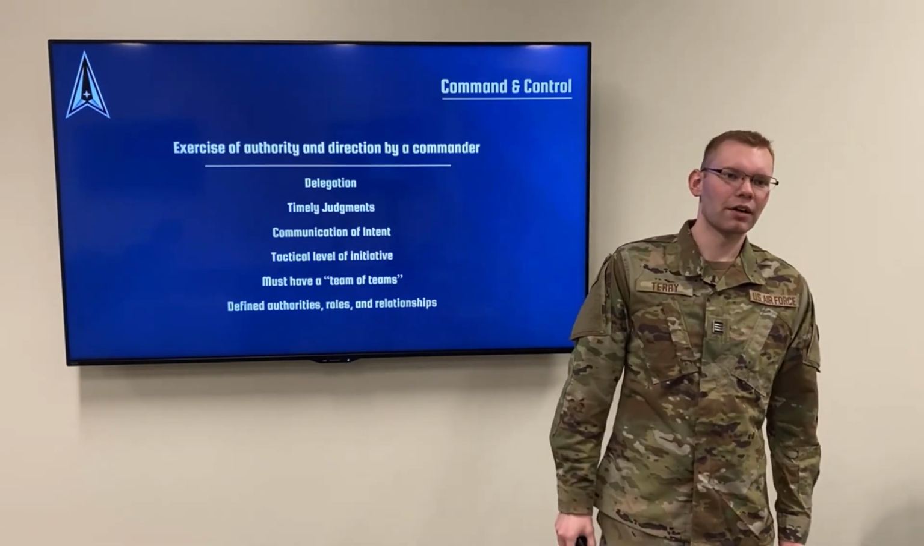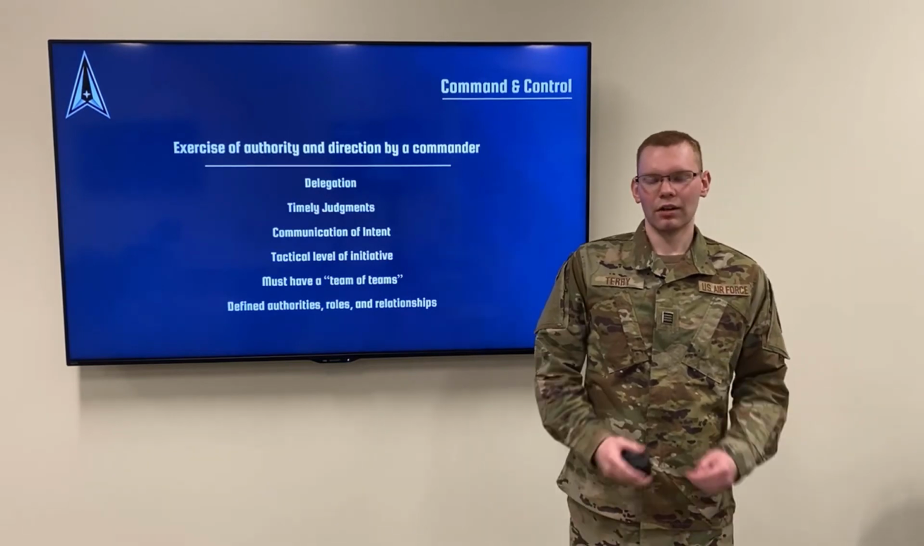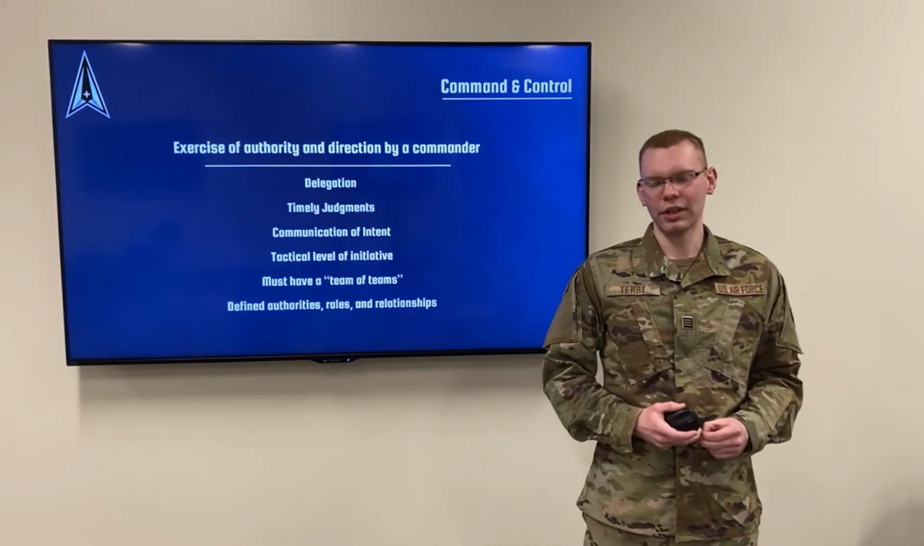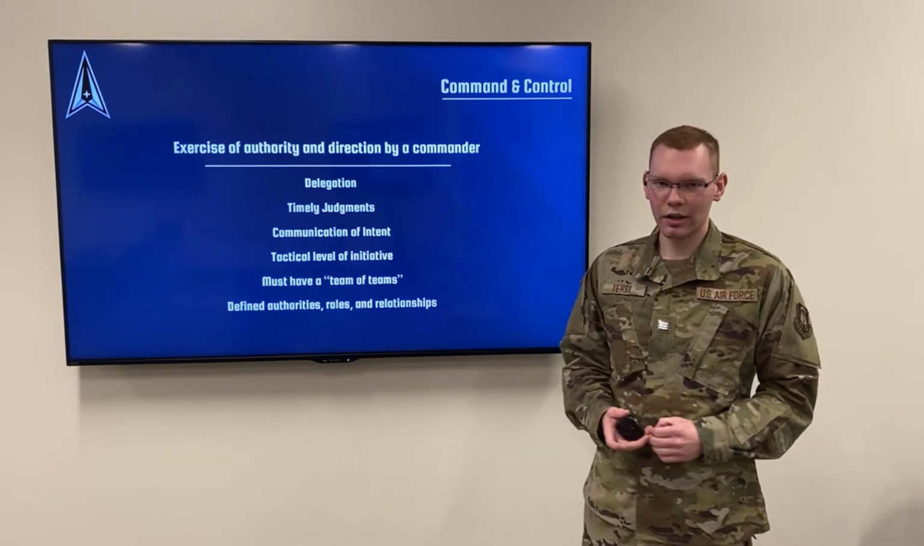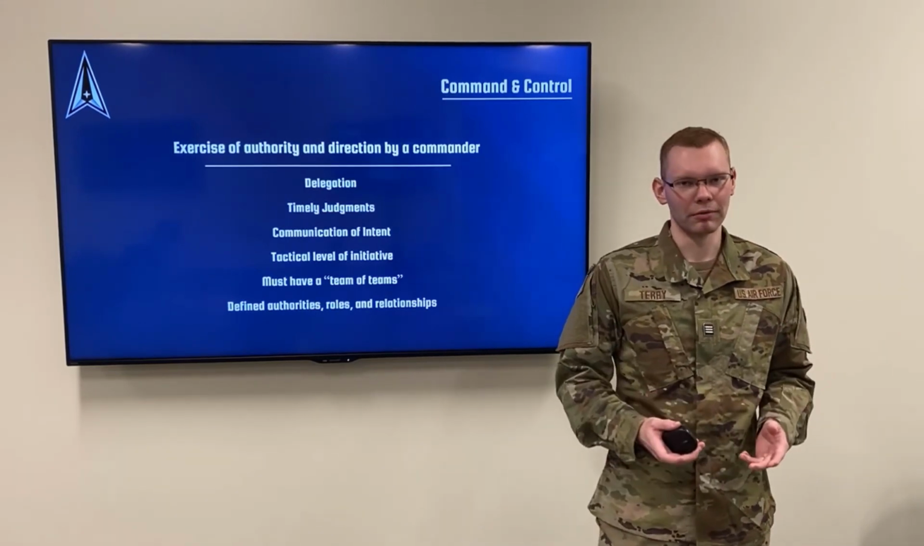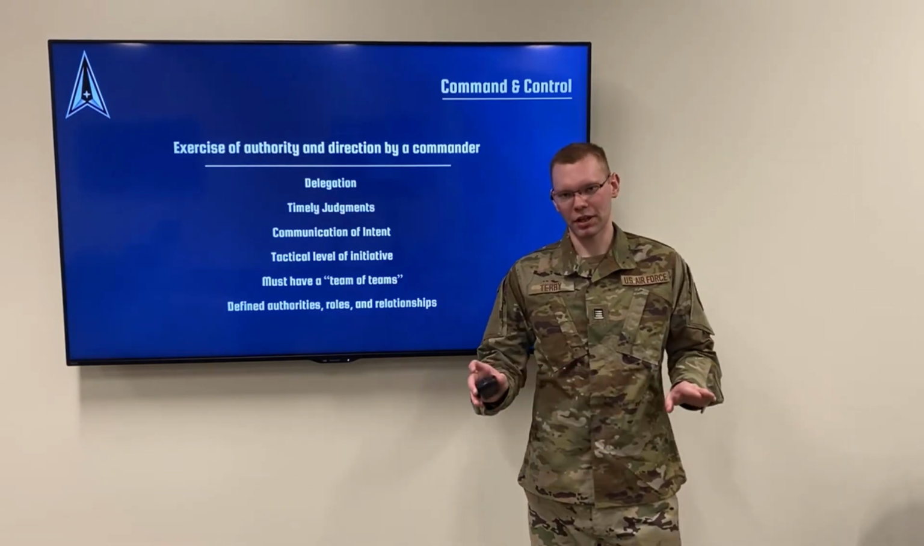Next, we have tactical level of initiative. The Space Force is small for a reason. We need to handle our problems at the lowest echelon possible. We cannot let the bureaucracy of the military get in our way. We have to handle our problems at the lowest level possible.